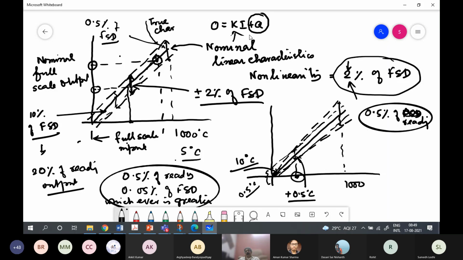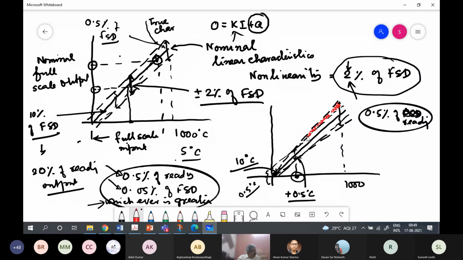I'm saying that the error will not be more than 0.5% of reading or 0.05% of full scale deflection, whichever is greater. So now what happens is, when the reading is high, let me take a different pen. So in this zone, the 0.5% of reading error specification will apply.